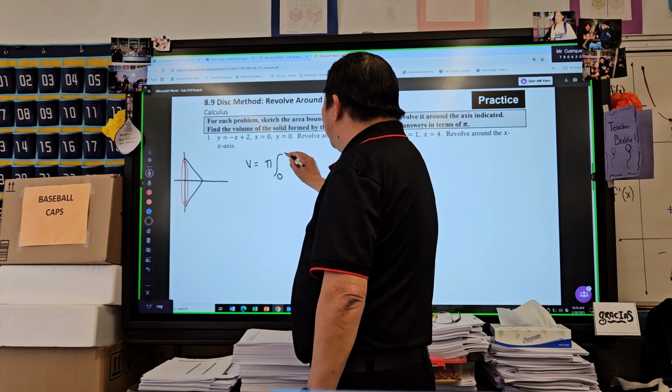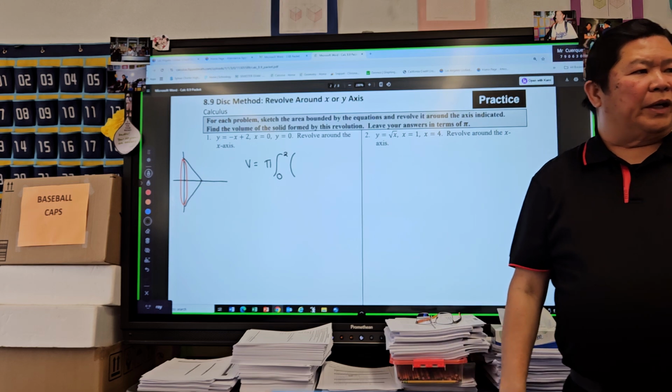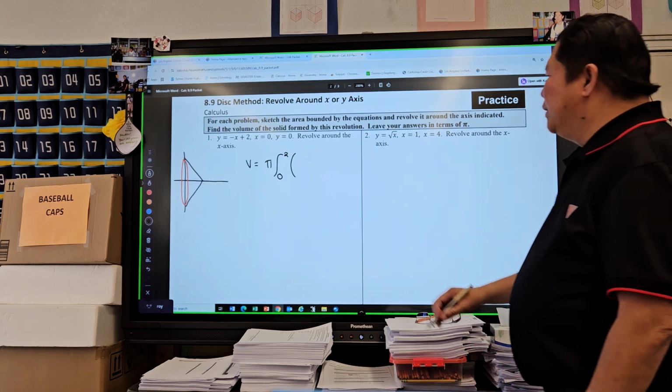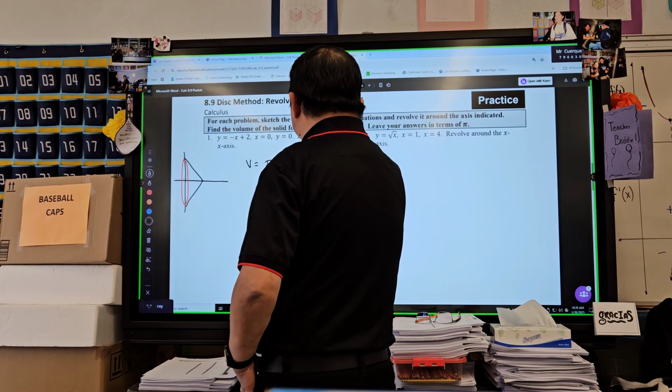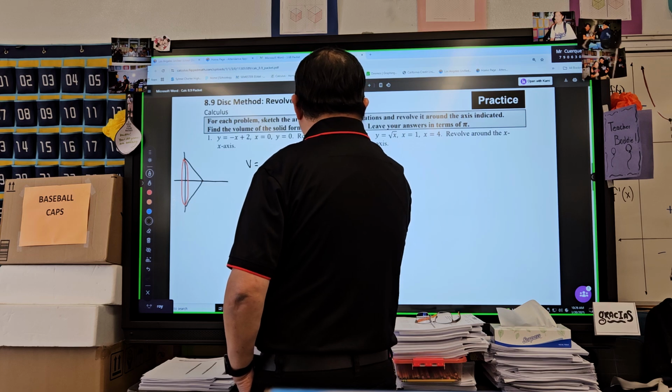From 0 to 2. And then what is our r of x? What is r of x now? Negative x plus 2. How do you get that? Negative x plus 2, and then square, dx.